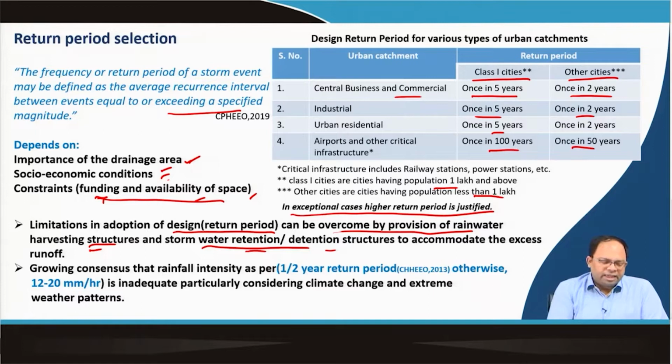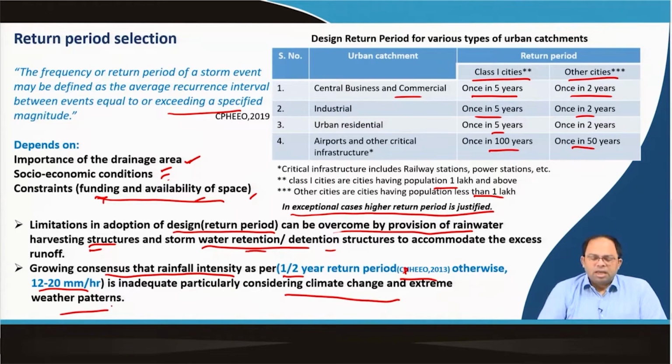And there is also a growing consensus, which we have discussed earlier as well, that in some cases, as per CPHEEO, the standards provided in India, a 1 or 2 year return period or 12 to 20 millimeter per hour is inadequate in the current context, because considering climate change and sudden extreme weather patterns or sudden rainfall events, we are seeing that we are getting much more rainfall compared to this, and this is leading to a lot of flooding in many of our cities. So, this has to be really looked into once more.